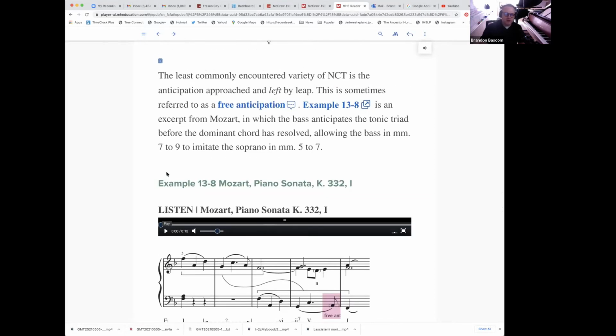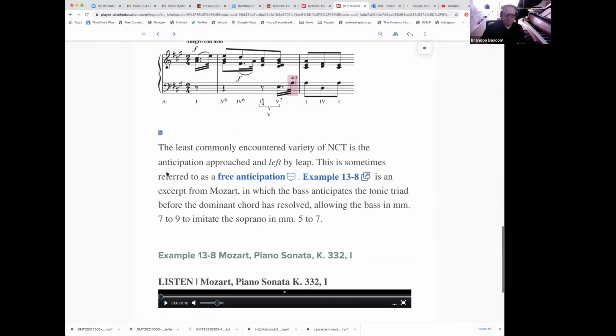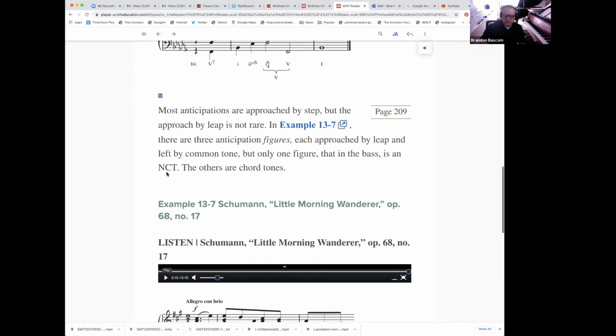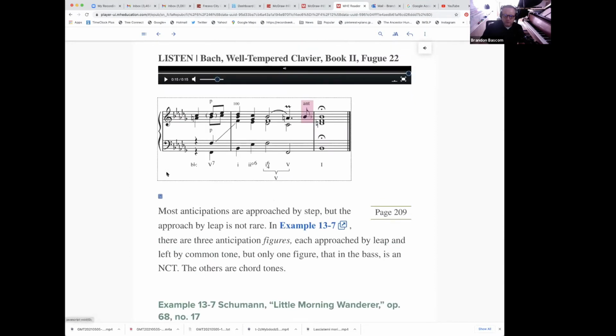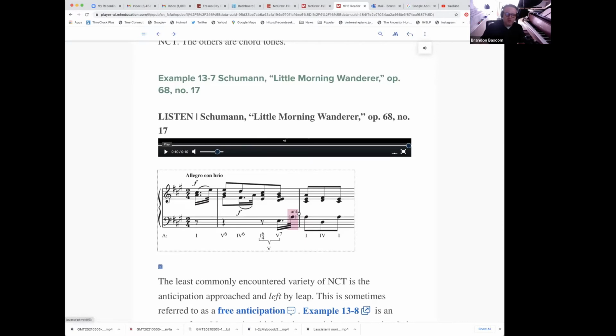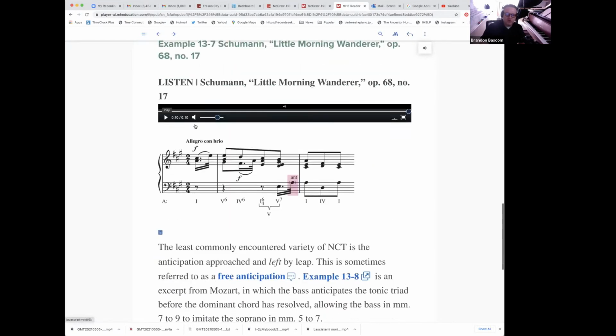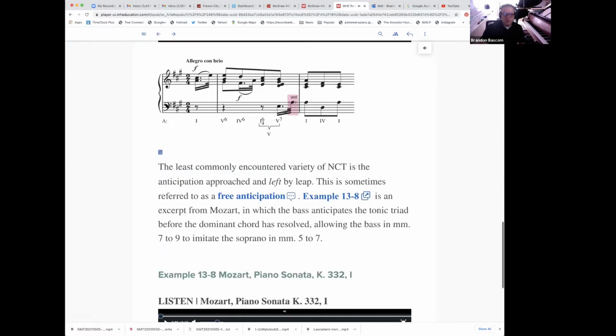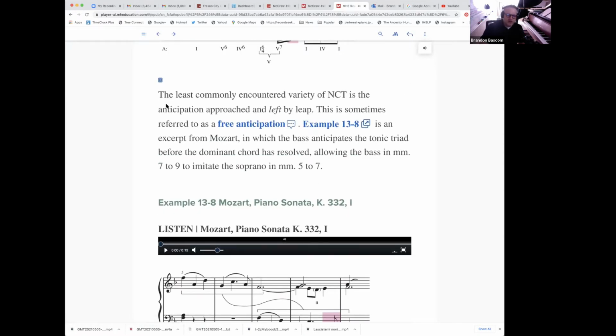Now, there's another thing called free anticipation. Hold on, the last one that we heard was an anticipation by leap. Most of them are by step. That one was by leap. Example 13-7. And then a free anticipation is one that is approached and left by leap.